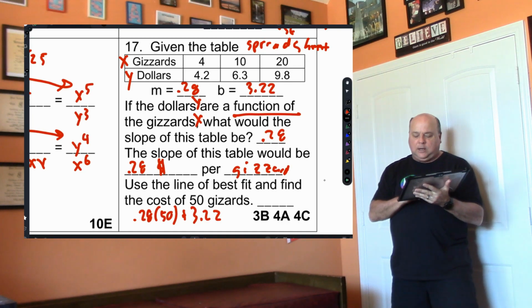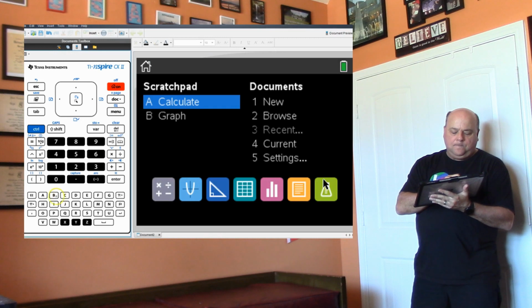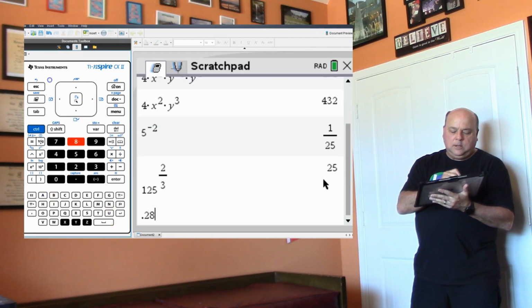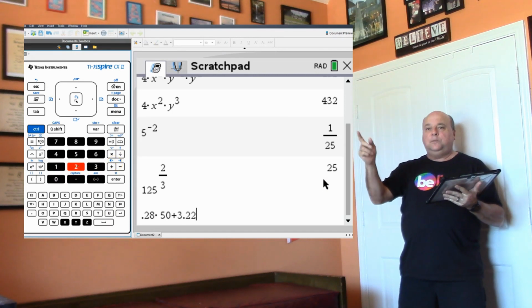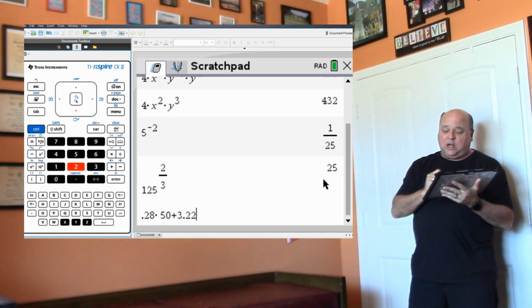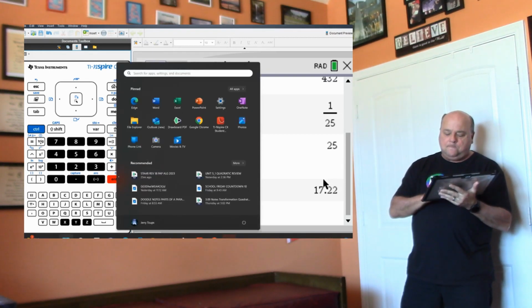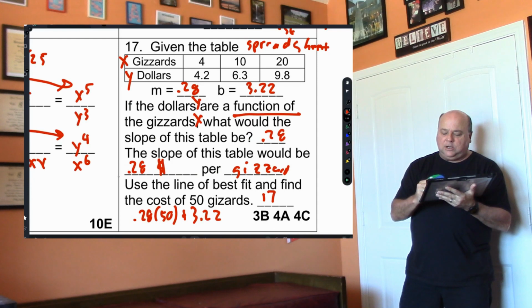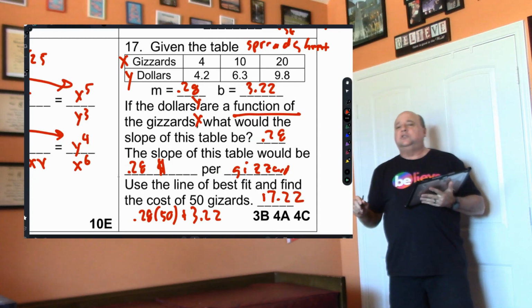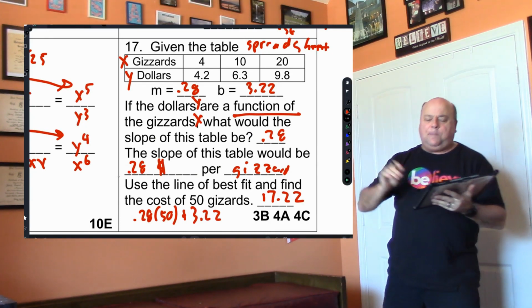Let's put that in the calculator. So 0.28, I'm going to hit home and A. 0.28 times 50 plus, it was 3.22. So the slope is 0.28, and the starting amount, the cost of the drink, was $3.22. Hit enter, it's going to be $17.22. That sounds like a good dinner. Dipping those gizzards and livers in country gravy. Turn the page.